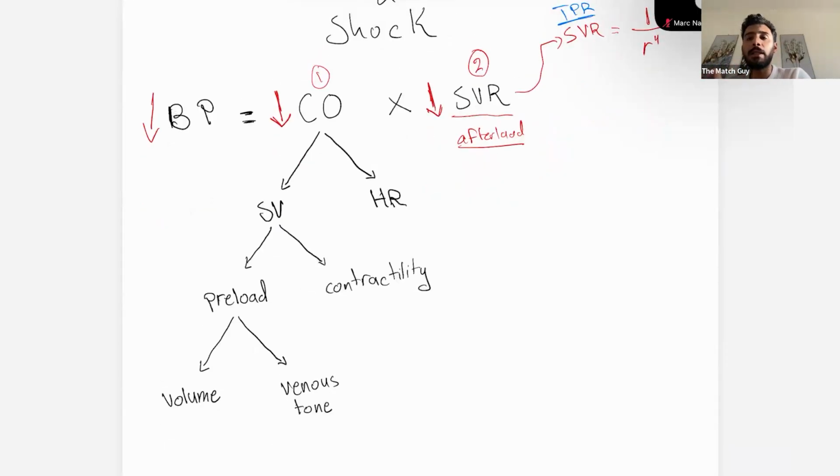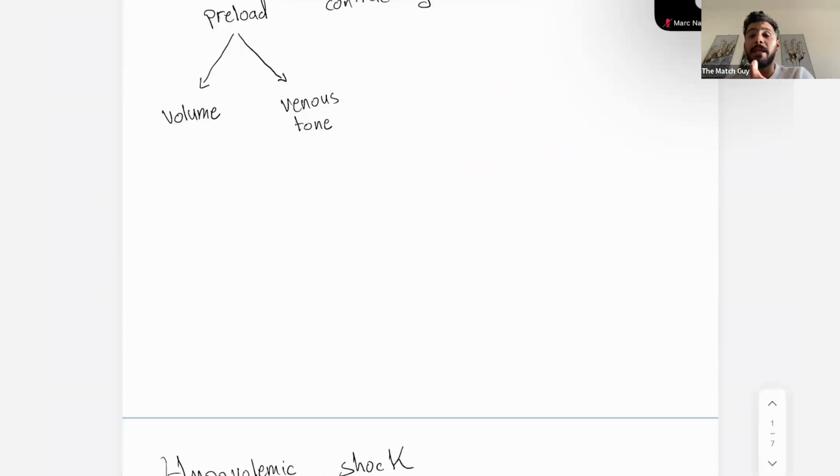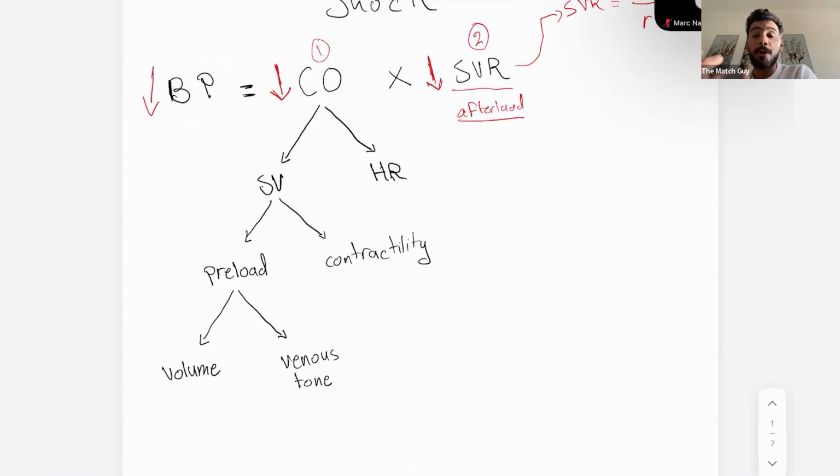Since we said that the cardiac output is how much blood the heart is pumping in 1 minute, it is a product of the stroke volume, which is how much blood the heart is pumping in one single heartbeat, times the heart rate, which is how many heartbeats per minute. And the product of those is going to be the cardiac output. Now, the heart rate is pretty straightforward. It's just how many beats per minute.